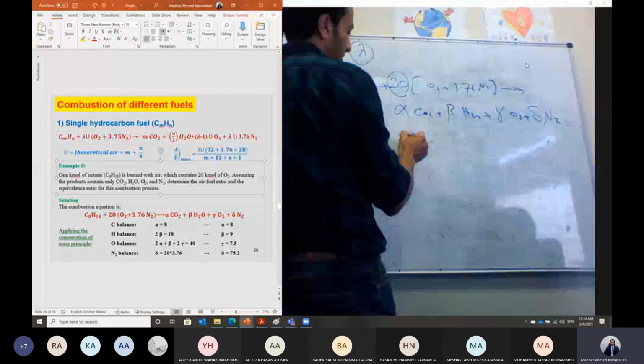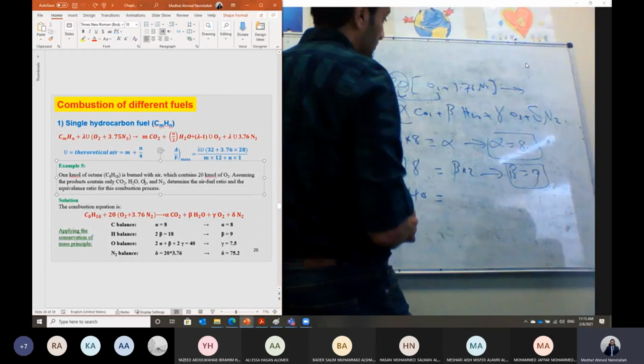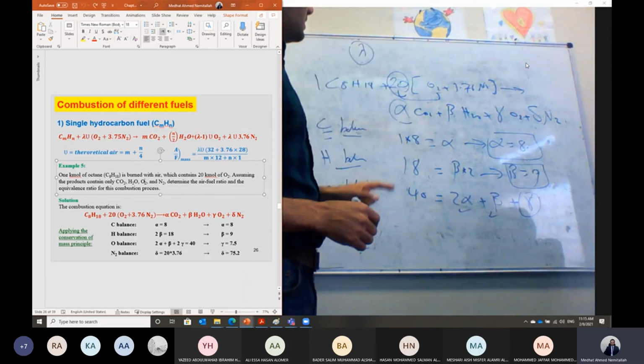And let's also do the O balance, just to make sure whether it is an O2 balance or an O balance, because in this case it will be different. So we have 2 multiplied by 20, which is 40. That should equal 2 alpha for the CO2, plus beta, plus 2 gamma for the O2. Then we can calculate gamma. And also for the N2 balance, it will be 20 by 3.76, which should equal delta. We can calculate all of these parameters alpha, beta, gamma, and delta, and here we can write down the combustion equation.